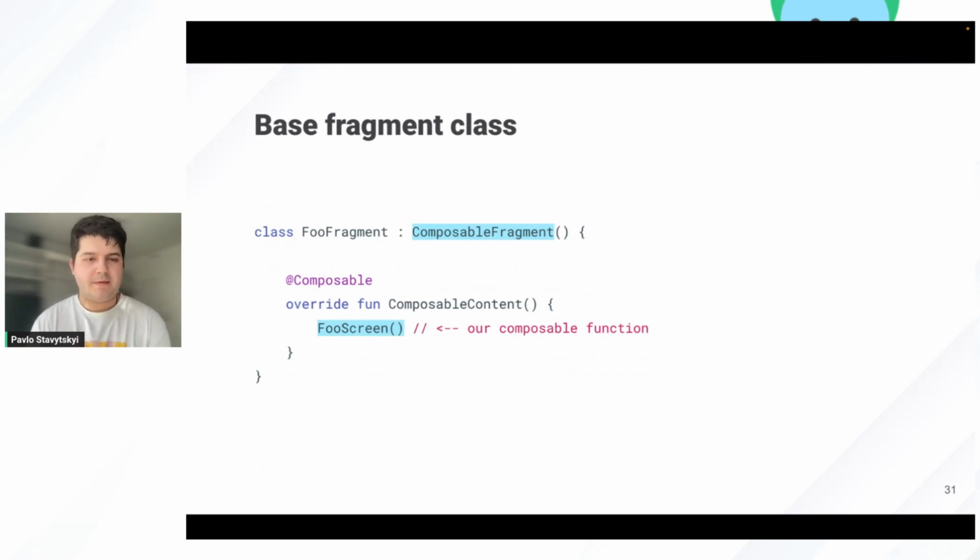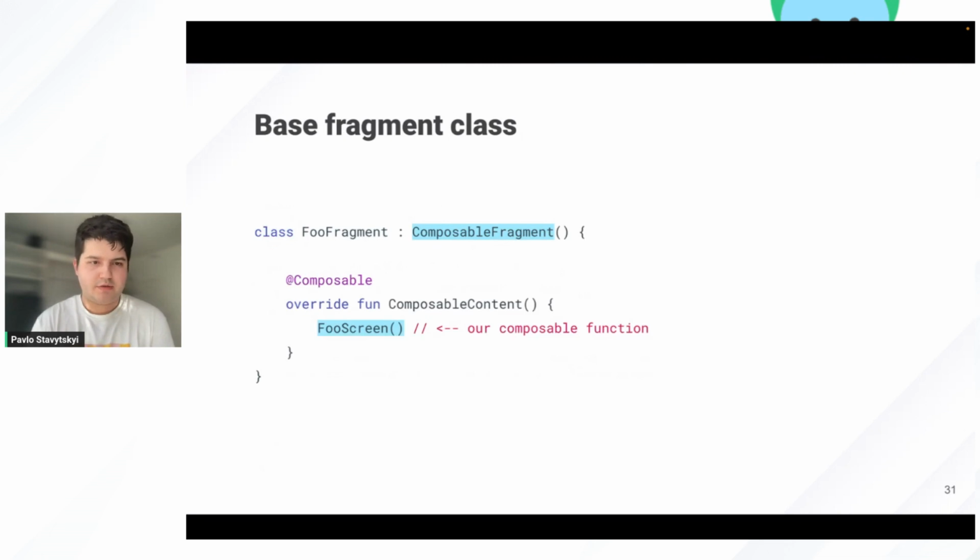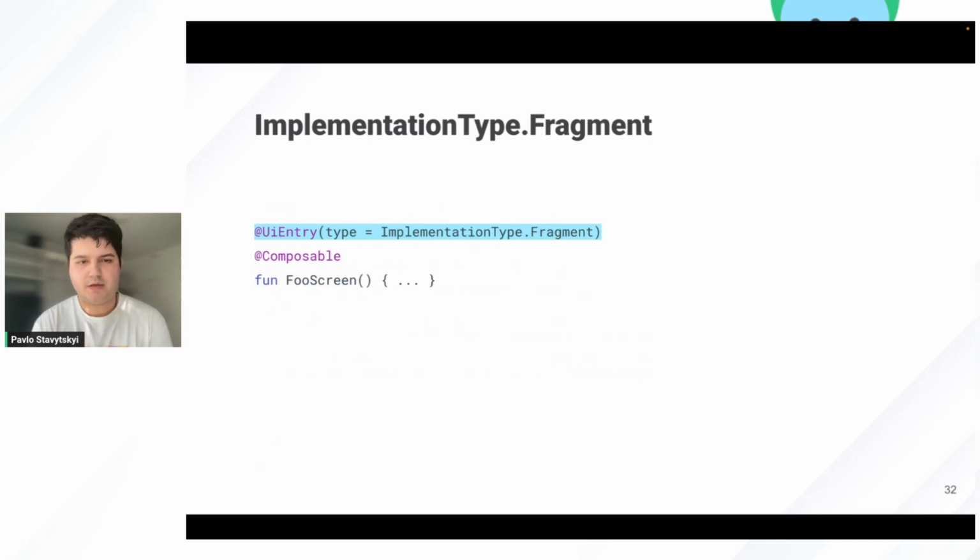It can be simpler. If you take a look at this class, it looks pretty straightforward. You just create a new class which extends another base class, and it has one override function, which is a composable function. You just need to put the right reference to your actual composable function. So what if we just do a little bit of code generation magic here? Instead, we can just use a UI entry, which means that for this composable screen, we'll generate this fragment, the base fragment class, but it will be hidden from our eyes, and it looks pretty simple.